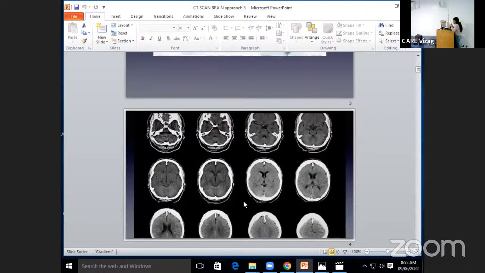The first thing would be, in case of trauma, we'd go for MRI. Any diffuse.